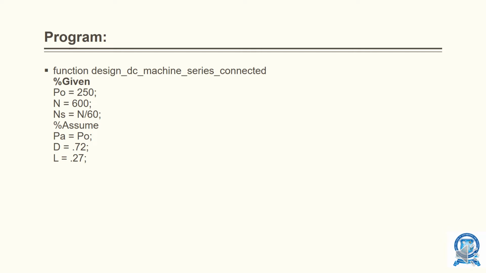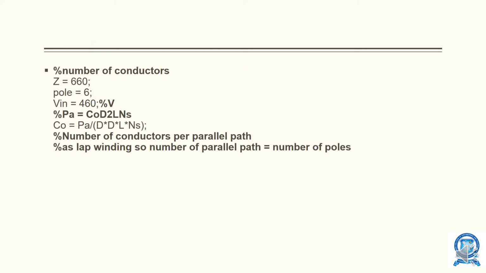Similarly for the new machine, conductors is Z and poles 6, input voltage is 460, and the output equation. The output equation PA is equal to C naught D square L Ns, and here C naught is equal to PA divided by D square L Ns. Those values have been given. Now the number of conductors per parallel path for lap winding. Since it is a lap wound machine, as they have clearly stated in the problem, you can take the number of parallel paths equal to number of poles, which is a known quantity.